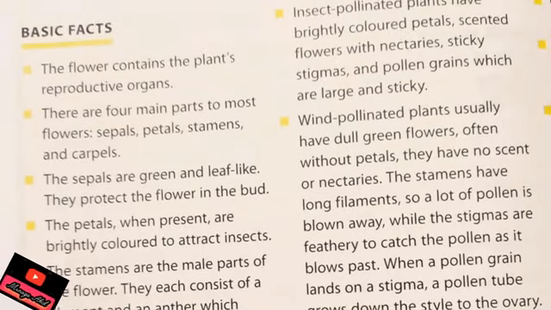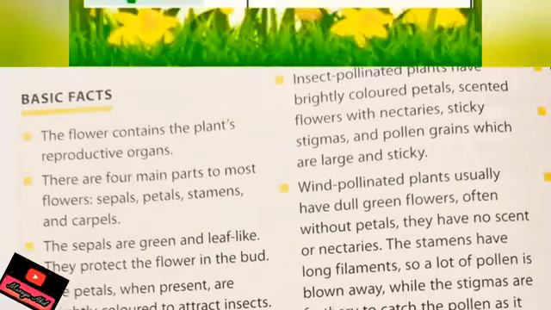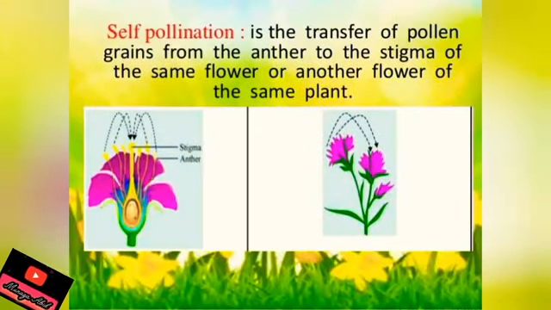Now, insect pollinated plants have brightly colored petals, scented flowers with nectaries, sticky stigmas, and pollen grains which are large and sticky. On the other hand, wind pollinated plants usually have dull green flowers, often without petals, no nectaries, and they have long feathery stigmas. Okay. Self-pollination is the transfer of pollen grains from anther to the stigma of the same flower or another flower of the same plant. The diagrams are shown here and they are showing both types of self-pollination. Okay.